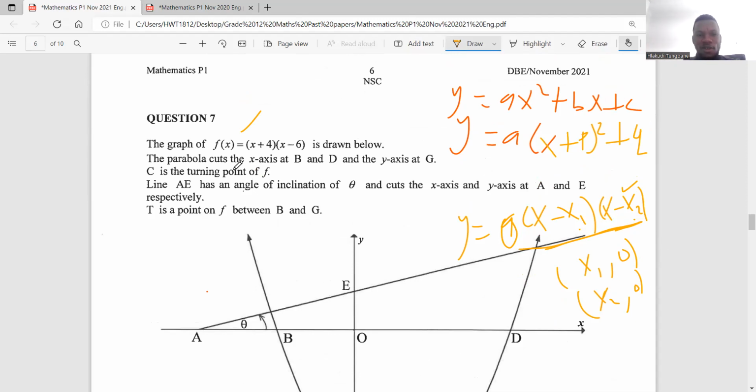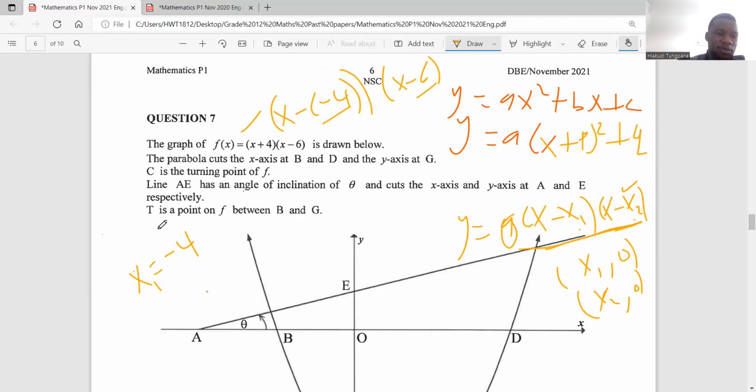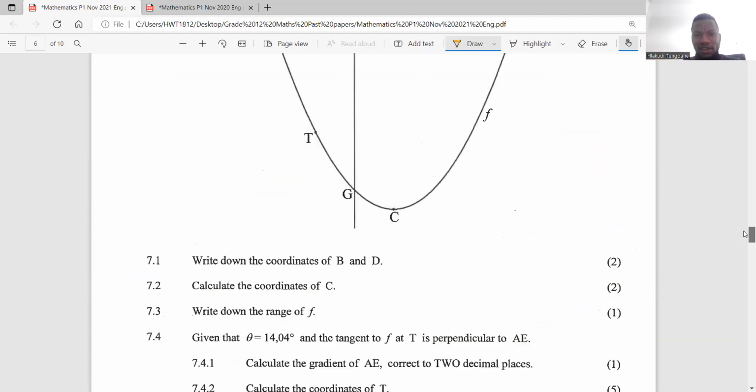So let's look at our form. What is our x1 in this case? x1 equals minus 4, right? Because it's going to be x minus 4, and then x minus 6. So x1 is minus 4, and x2 is 6. Then you can write those coordinates down straight away.